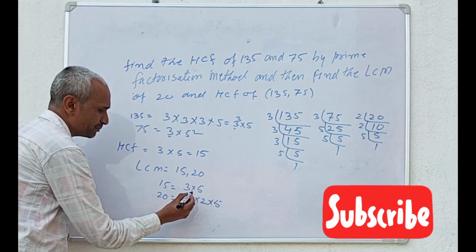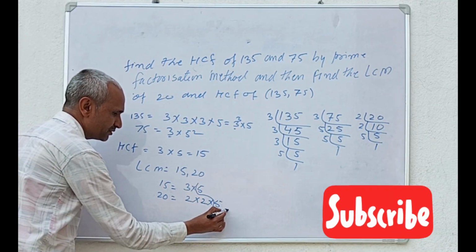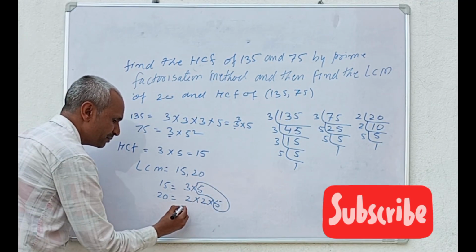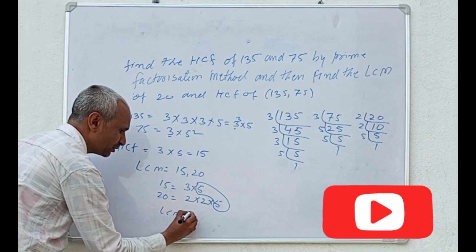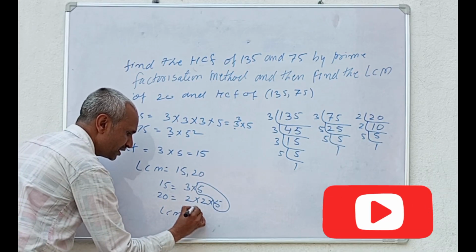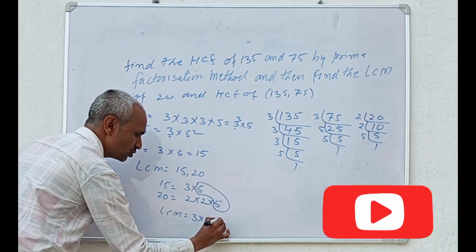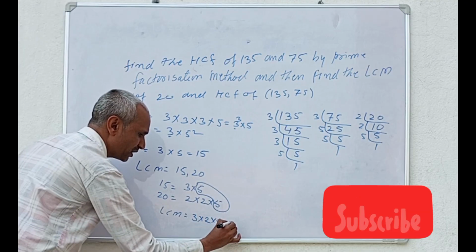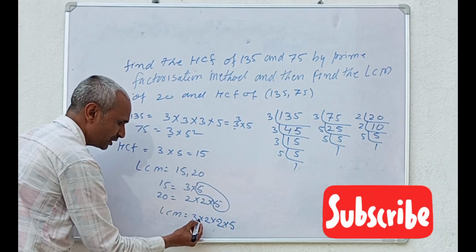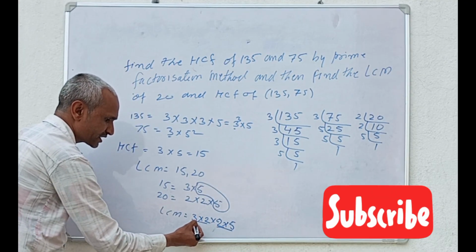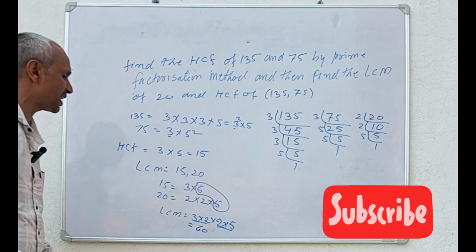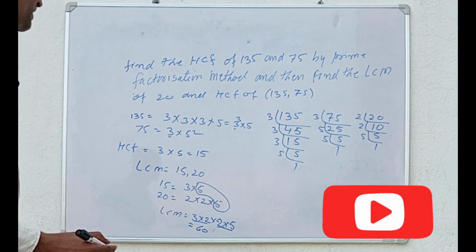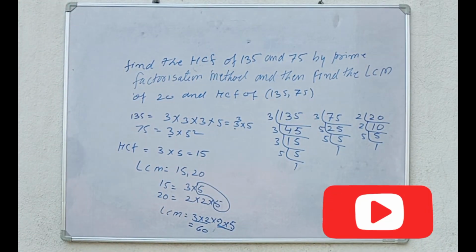The 5 is common, so we take one of the pair. Taking the remaining, LCM is equal to 3, 2, 2 and the common 5. That becomes 2 fives are 10, 10 sixes are 60. So the LCM of these numbers is 60, and this is the answer of this total question.